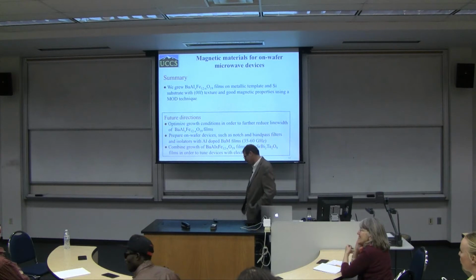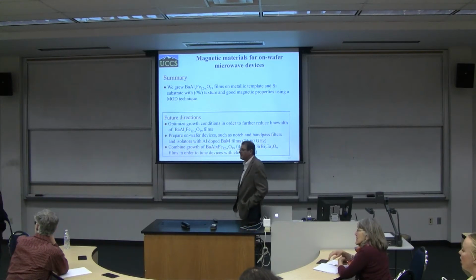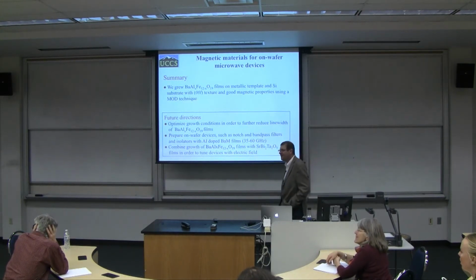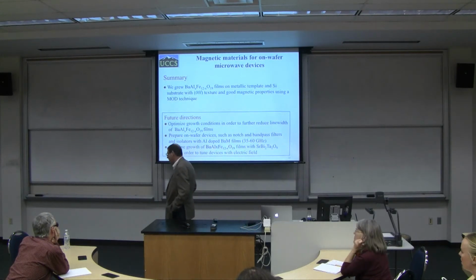Got one more. Yes. So you use your platinum as a template to grow the hexagonal ferrites, yeah. Okay, so why platinum? Because that thing's expensive. I can understand it makes a good template, but is there any other method to use?